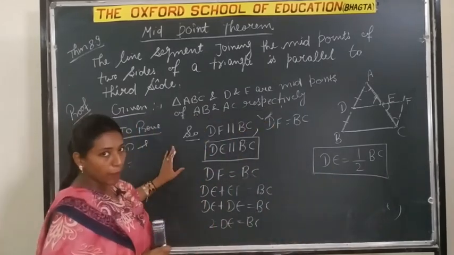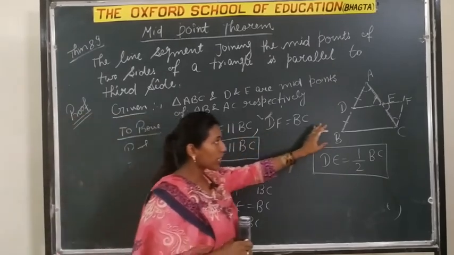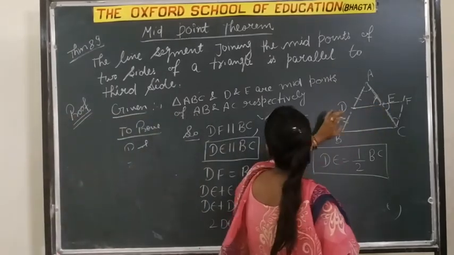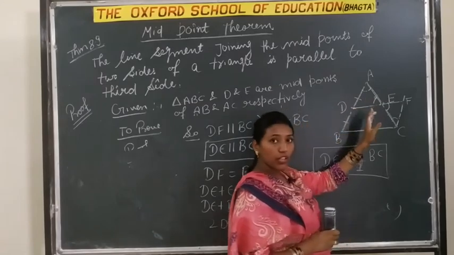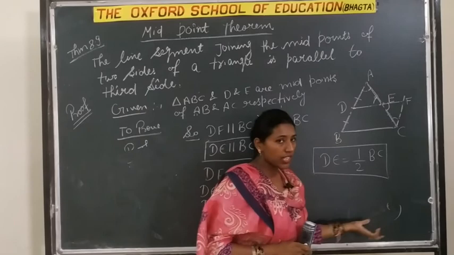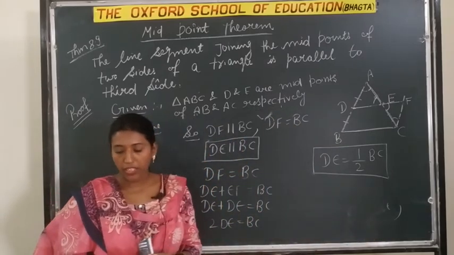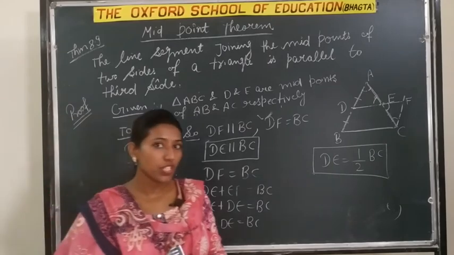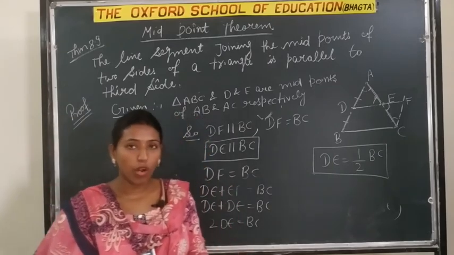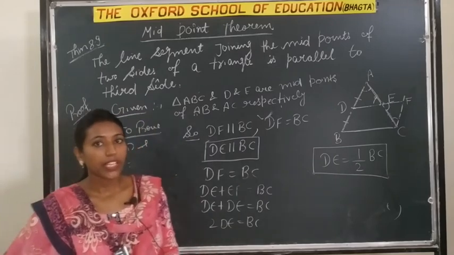So this is a very important theorem, the midpoint theorem, which says that the line segment joining the two midpoints of two sides of a triangle is parallel to the third side, and also that line is half of the third side. This is the proof of theorem 8.9. Now with the help of this theorem, you can easily solve questions 1 and 2 of exercise 8.2. Thank you students.